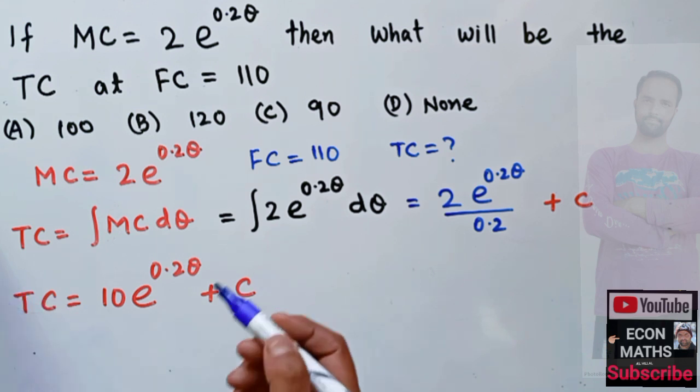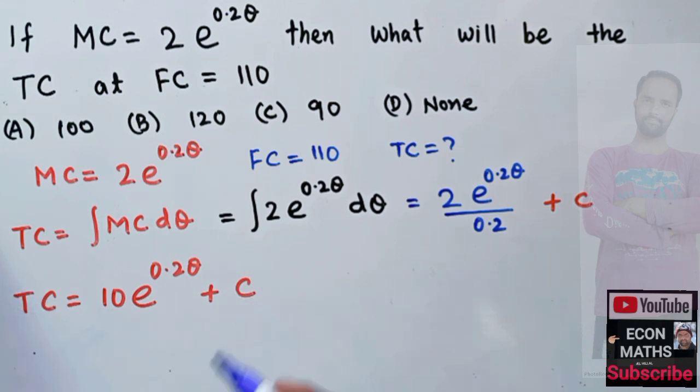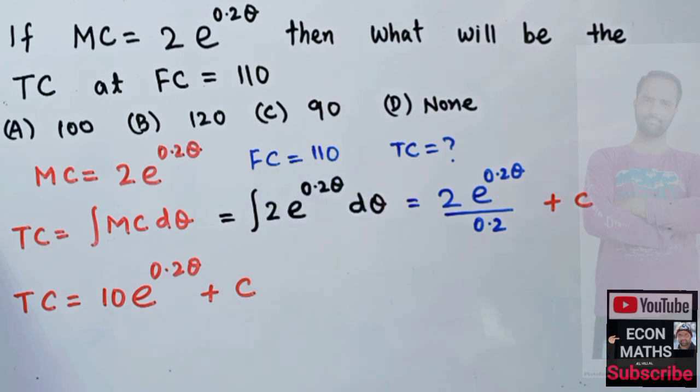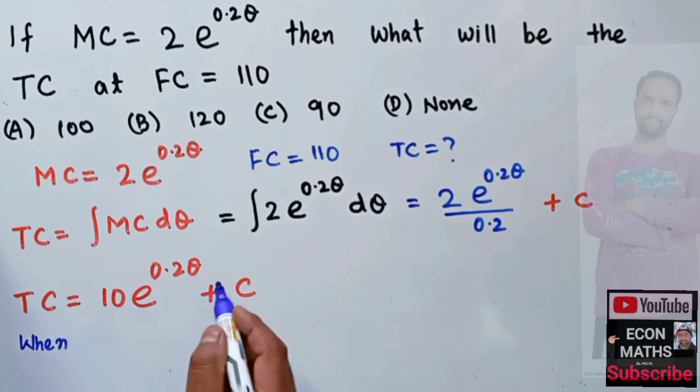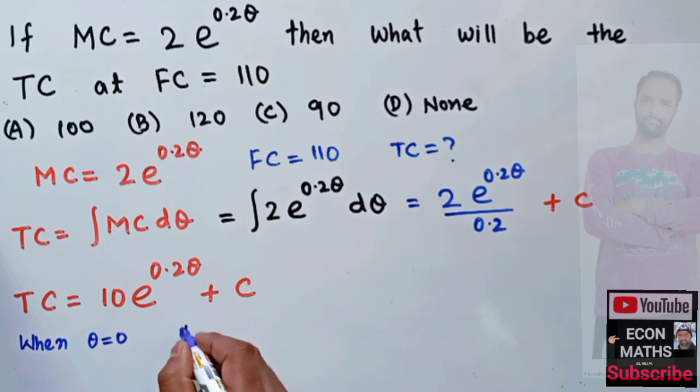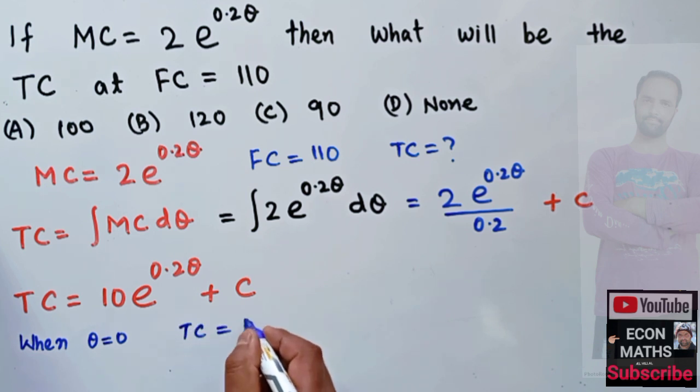Now this is our total cost function. We want to find out the value of c. We are being given that fixed cost is 110. And what is fixed cost? That very cost which does not depend upon the level of output. That means when we don't produce anything, when output is equal to 0 in this function, our total cost will be equal to the fixed cost.